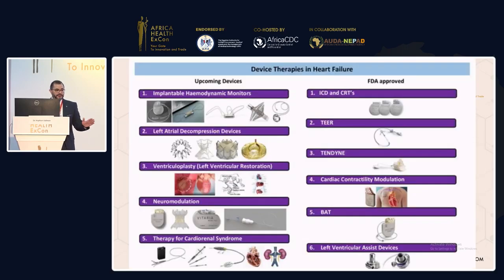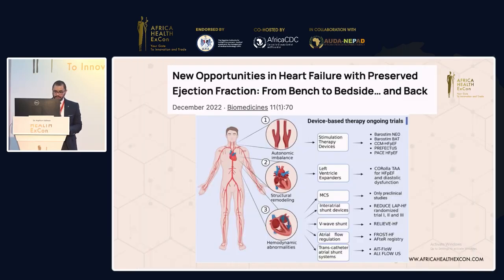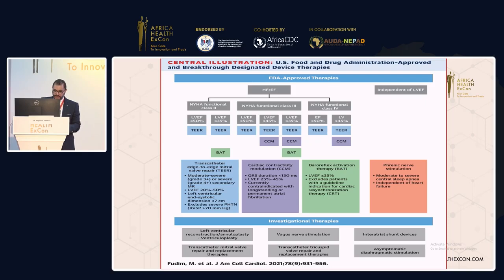So there are plenty of devices. Some of them are FDA approved, and some of them are waiting for trials to be FDA approved. And these devices also contribute to the treatment of heart failure with preserved ejection fraction. It's the challenge that we are facing now, the very difficult patients with sustained dyspnea without an obvious structural cause. These devices, including monitoring devices and interventional devices, can help us treat heart failure with preserved ejection fraction.